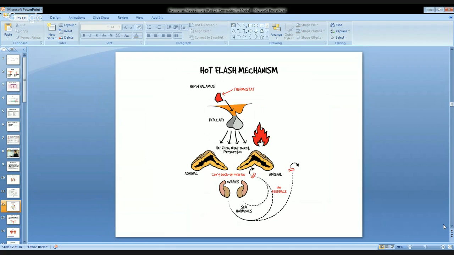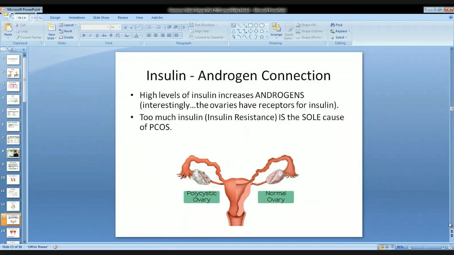Hot flashes. You can see the adrenal glands are the backup to the ovaries. If that ovary stops working, then the adrenals also can't back them up because they're tired. You're going to get hot flashes. So with menopause, we want to always support the ovary and the adrenal at the same time. Okay? I'll get into what to do in a minute.